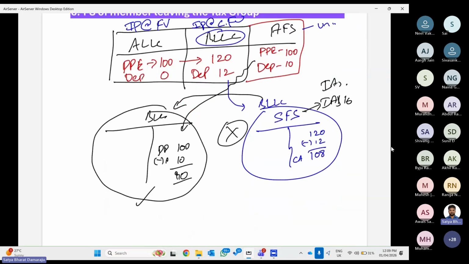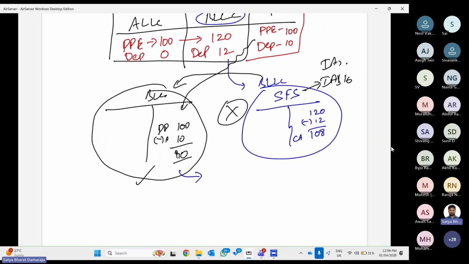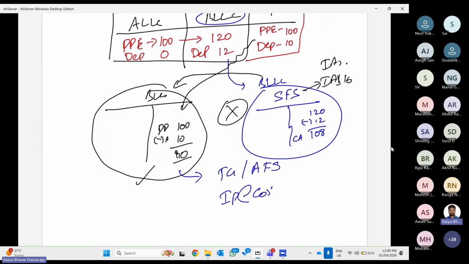Okay. Now, after coming out, it thought, okay, now I'm no more part of the tax group. I'm no more required to prepare any AFS. So can I switch back my investment property from fair value model? I want to go with the cost model.